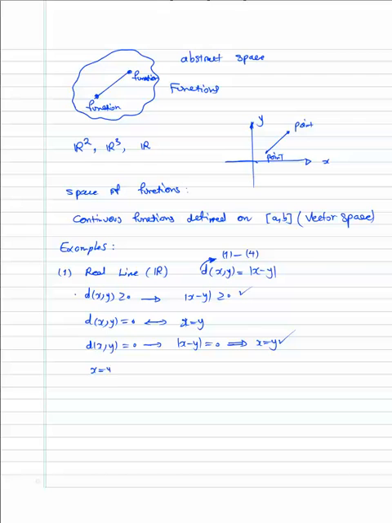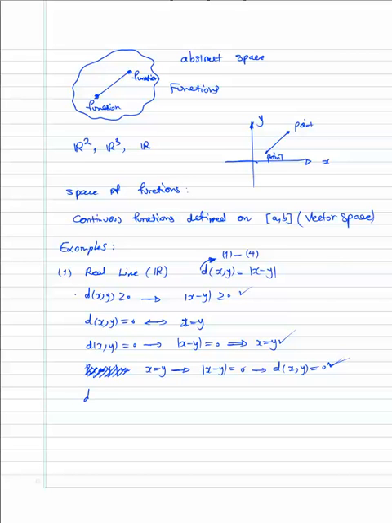Now let's go to the other direction. If x is equal to y, then what we'll have is just x minus y, which is equal to 0, then d(x, y) is equal to 0. Then this is also checked. And this is the second one, and let's go to the third one.